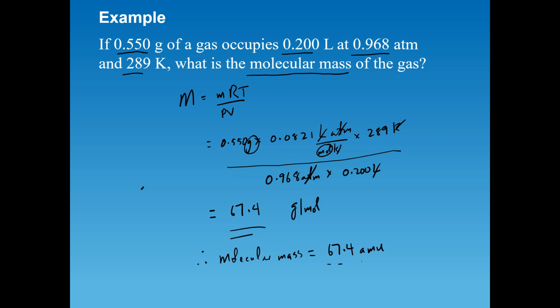AMU. All right, so remember the difference between molar mass and the molecular mass would be the units. AMU for molecular mass, grams per mole for molar mass. And the question is asking specifically for the molecular mass. All right, okay, thought that was important to point out.